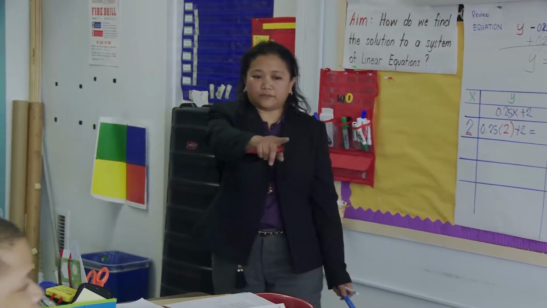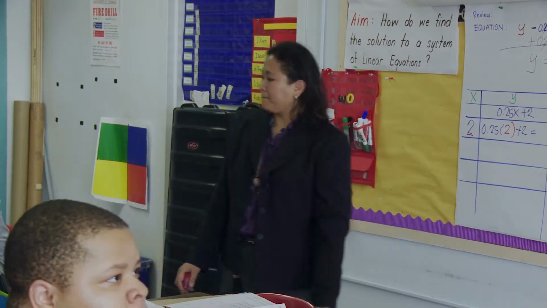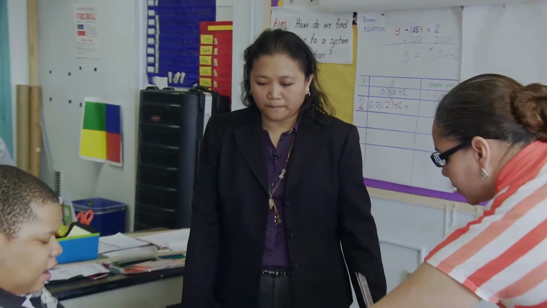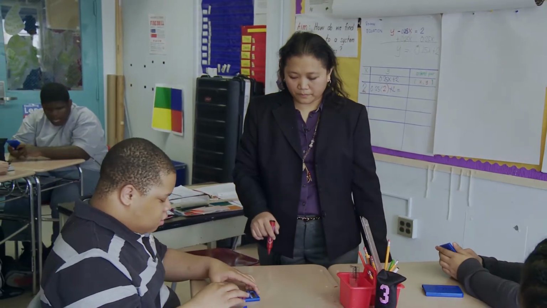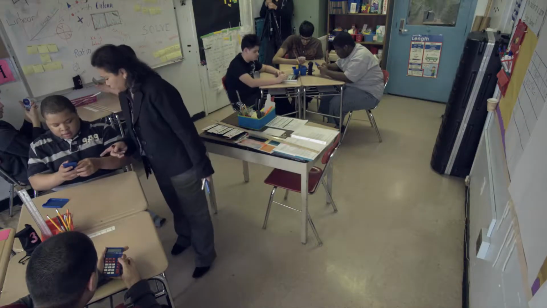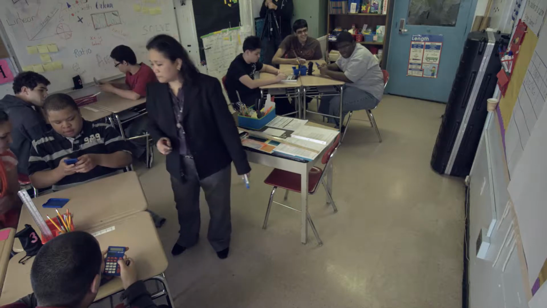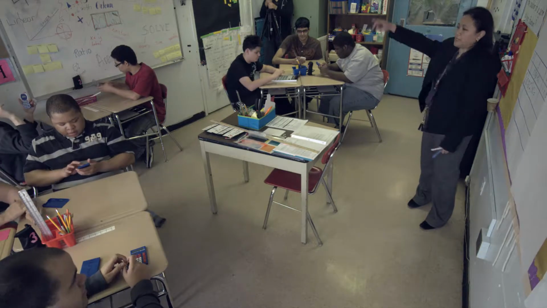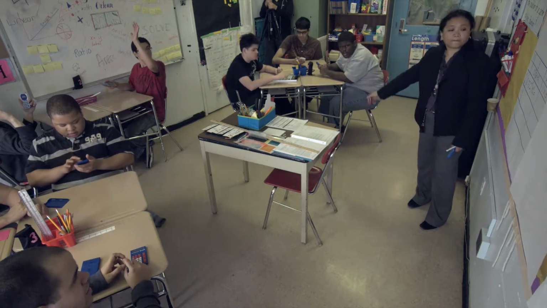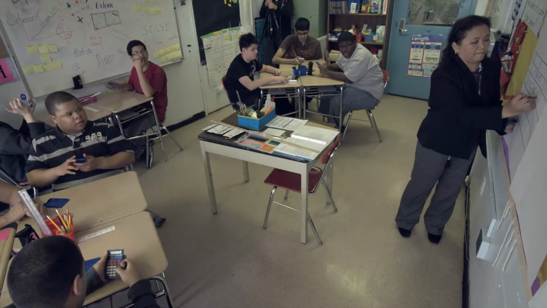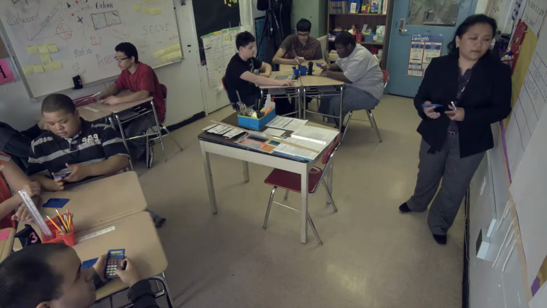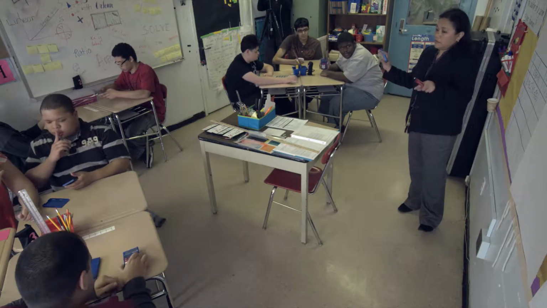So what is that equal to? 0.25 times 2. Get your calculators, guys. Let's try it first. 0.25 times 2 plus 2 is? 2.5. You got 2.5, everyone? Okay.